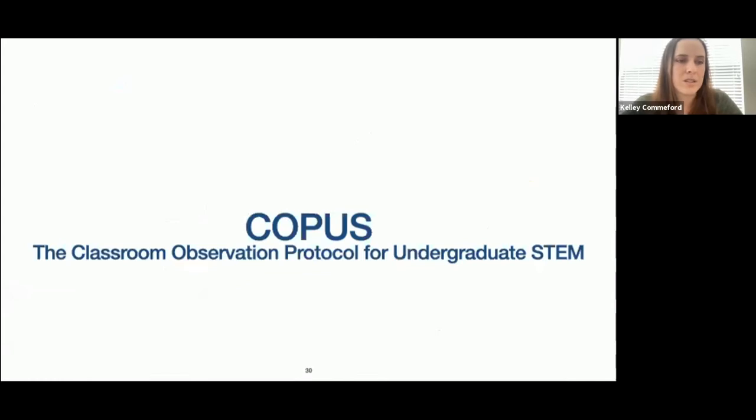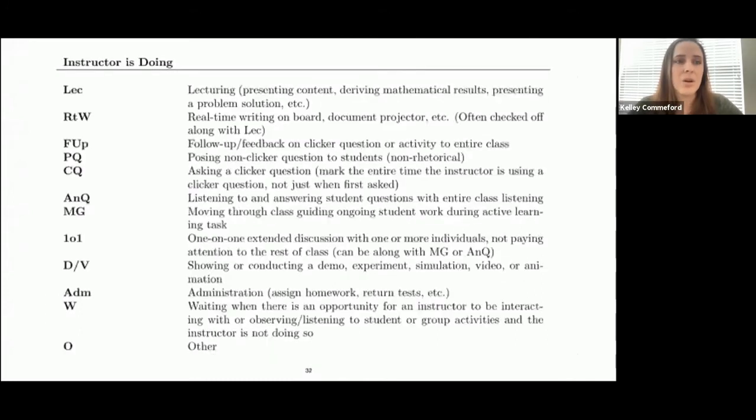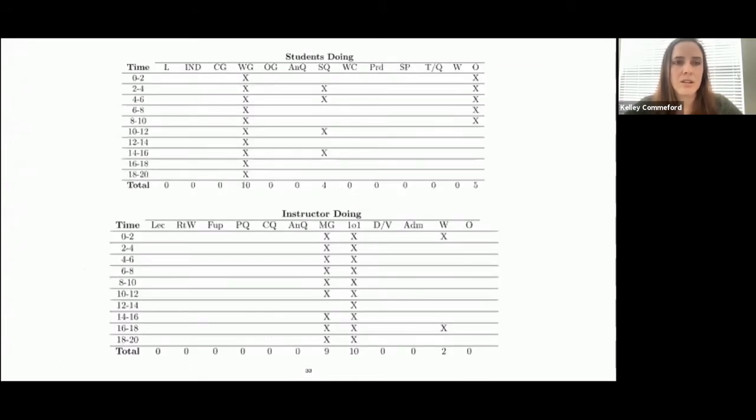Now let's talk about COPUS, which is our classroom observation protocol for undergraduate STEM. Networks allow us to see how interaction patterns are formed, but what students and teachers do shape those interactions, so we need some way to measure that as well, which is why we use COPUS. COPUS provides us with a series of codes to describe classroom behaviors. We have a set of student codes that range from listening to the instructor to answering clicker questions to waiting around. And we also have instructor codes, which range from lecturing, writing on the board, administrative tasks, and so on. From all of these codes, we can create a COPUS observation, which we do live in the classroom.